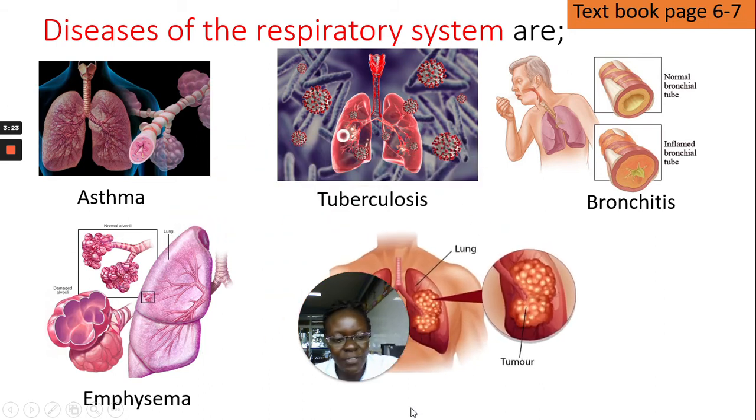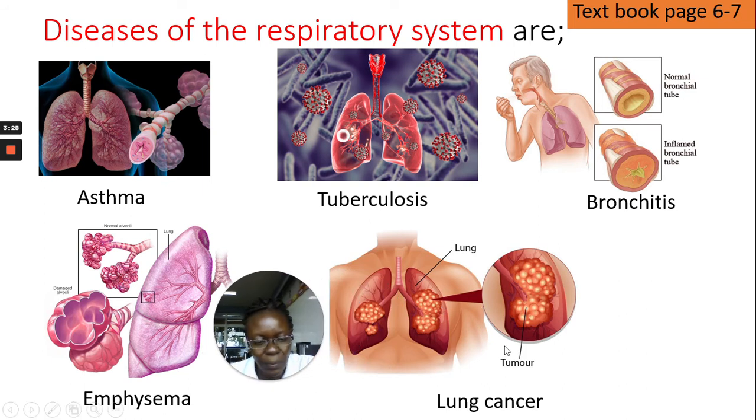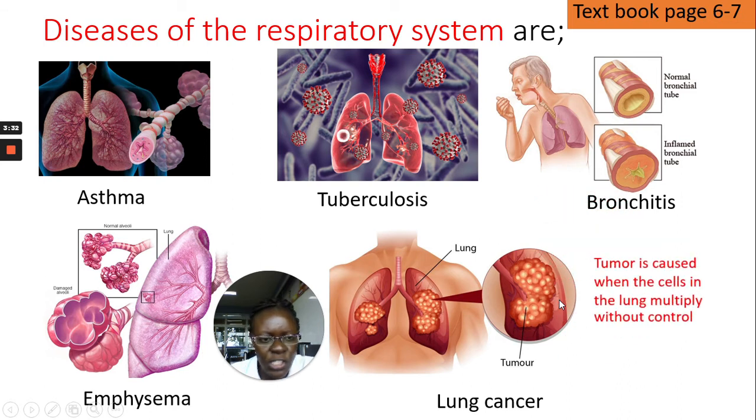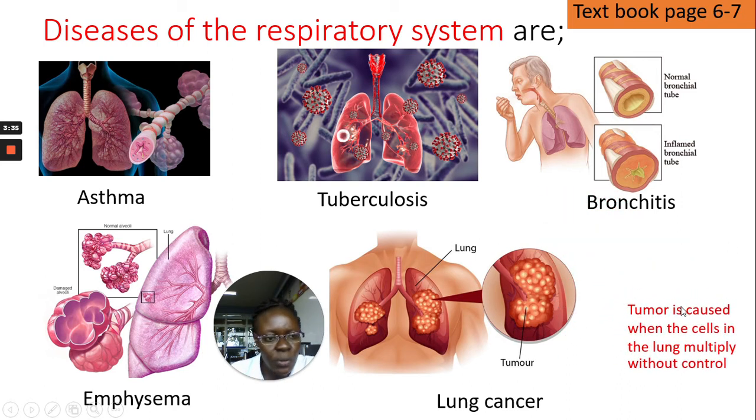Then we have lung cancer. Lung cancer also affects our lungs. Now, what are these? They look like beans. We call them tumors. A tumor is caused when the cells in the lung multiply without control, continuously without control. This can happen in any part of the organs, okay?